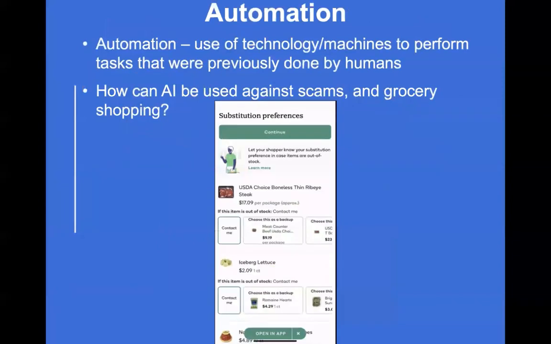Automation. When you go to your local store, you can see that there's a lot of tasks being replaced by robots that humans used to do previously. So if you go to Tesco, you can see self-scanning machines. Automation is just the use of technology to perform tasks that were previously done by humans. Now, how can it be used against scams and grocery shopping?